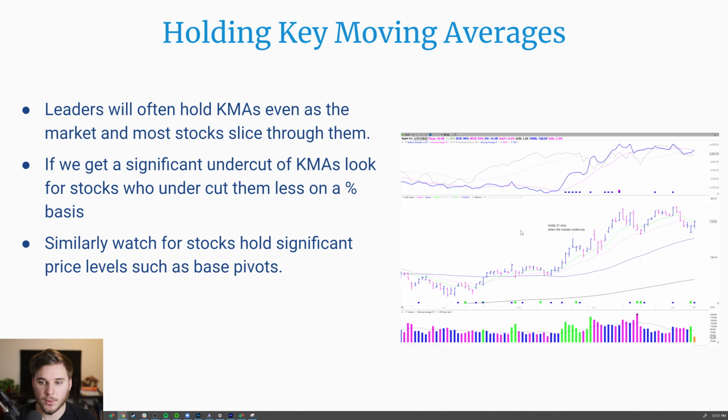And here we've got an example of a stock that held moving averages as the market undercut them. This is Apple from basically late 2021, where it held the 21 exponential moving average, this purple line here, as the market sliced through it and was just chopping around. And this went on to continue to make really nice moves of about 10, 15% or so.